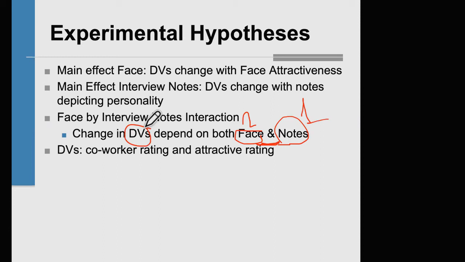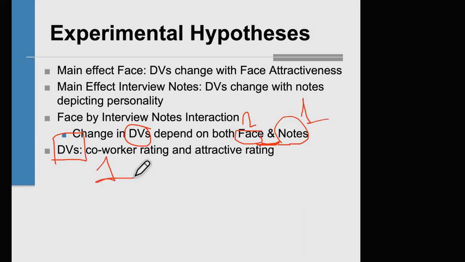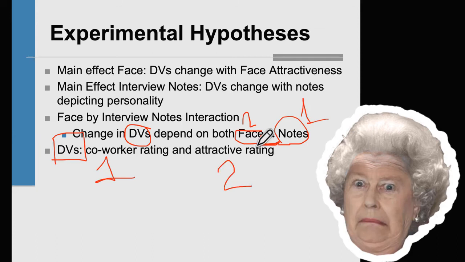You also want to list within your experimental hypotheses what the dependent variables are. Remember, a dependent variable is the one that is going to receive the effect, that is going to be measured. You have coworkers and their rating, and how they rate the physical attractiveness of that individual.